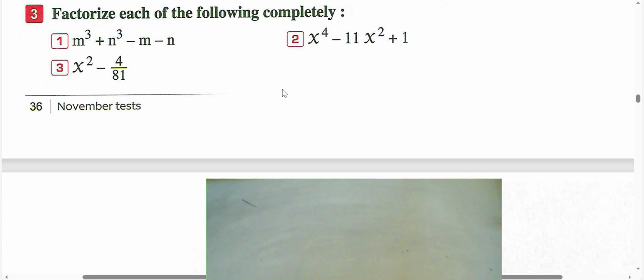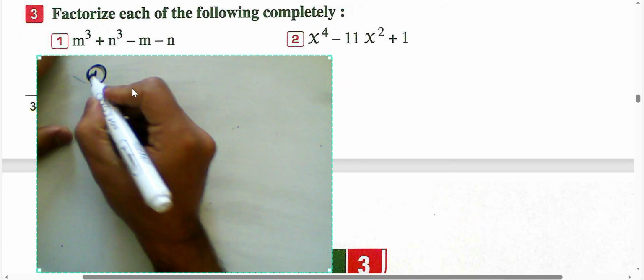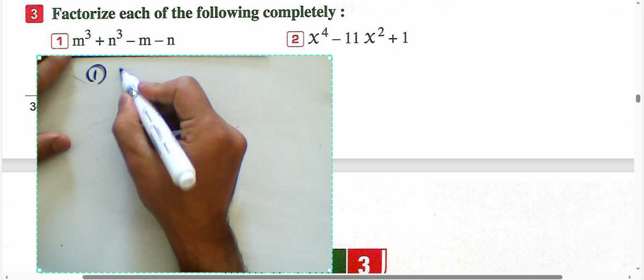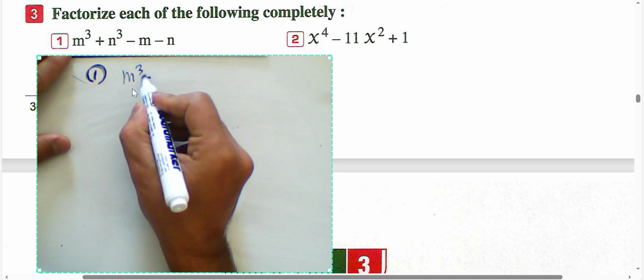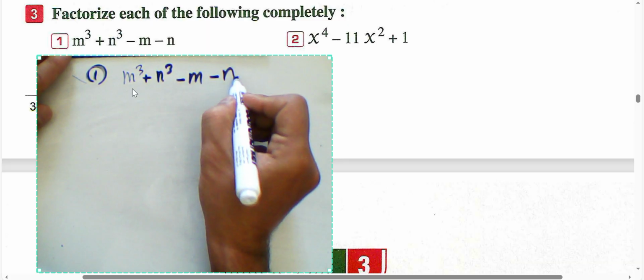Factorize each of the following completely. Number 1: m power 3 plus n power 3 minus m minus n.